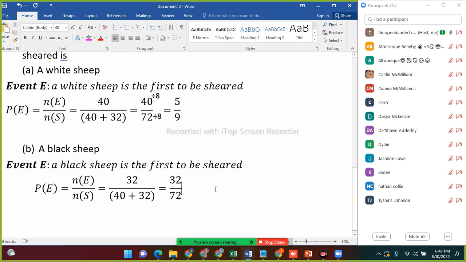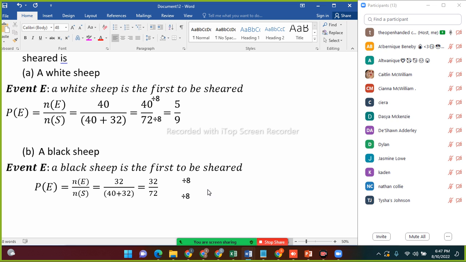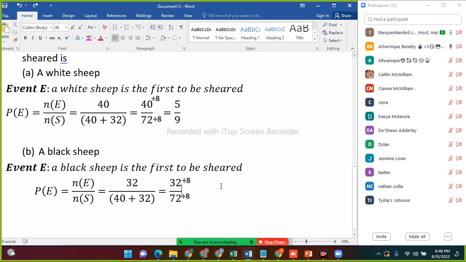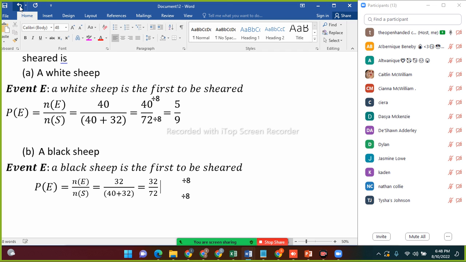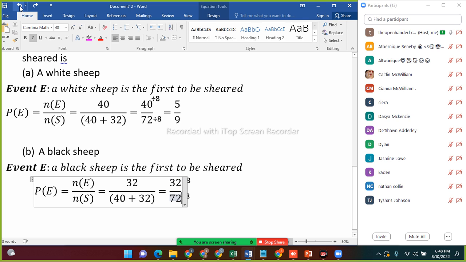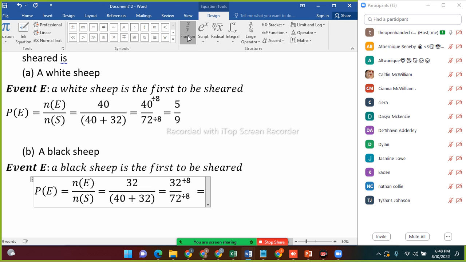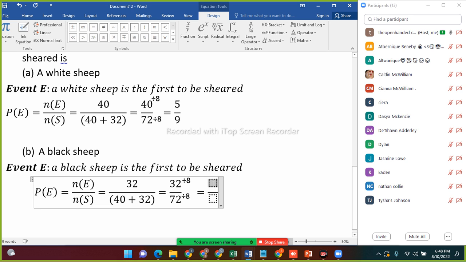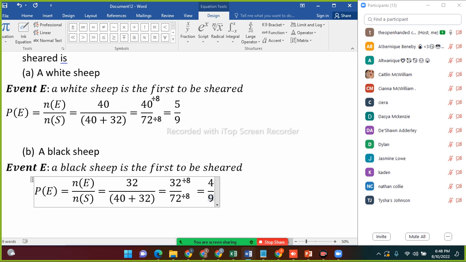What number could we use to simplify this? 8. Very good. What is 72 divided by 8? It is 9. And what is 32 divided by 8? It is 4. Excellent, Albanique. So it's going to be 4 over 9, and that's our answer.